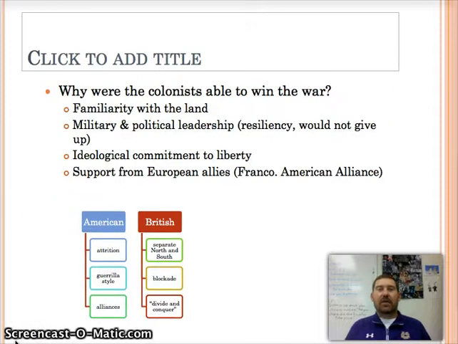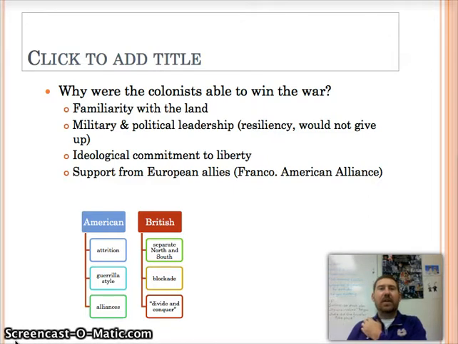All right, as I've said before, you don't really have to know a lot of battles and things in this class. Turning points are the ones that matter, but that's about it. So we're going to skip forward to why the colonists were finally able to win this war. Well, first of all, they had a familiarity with the geography of America. They knew where to hide. They knew where to go. They knew the best places to fight battles, and the British just didn't have that. So, familiarity with the land.